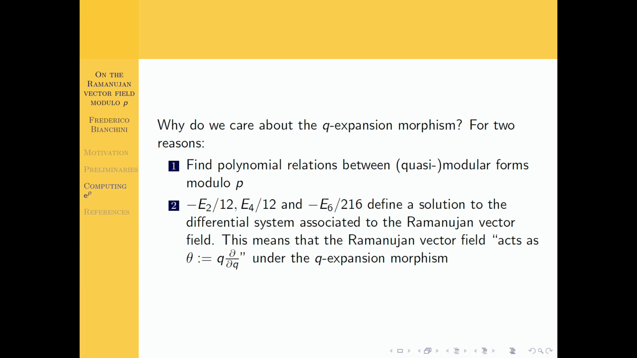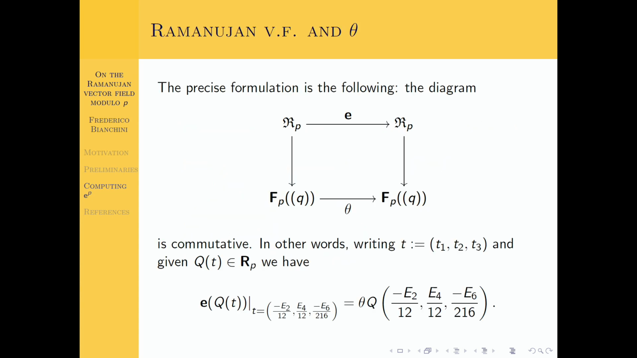Why do we care about this q-expansion? For two reasons. The first one is that we can find polynomial relations between quasi-modular forms modulo p, and they define a solution, as I just said. What I mean by solution is that this diagram commutes. When you take a polynomial, apply the Ramanujan vector field, and then take the q-expansion, it's the same thing as taking the q-expansion and differentiating with respect to theta. And theta here is the same theta that Florian talked about.